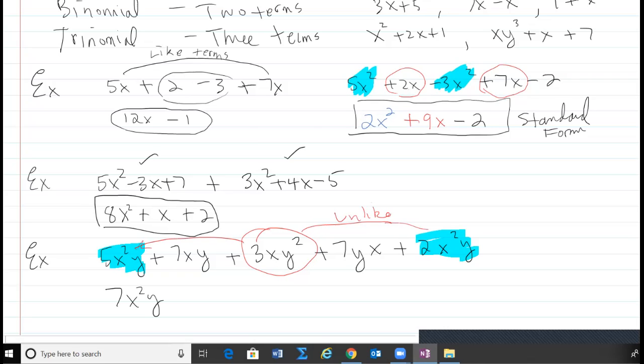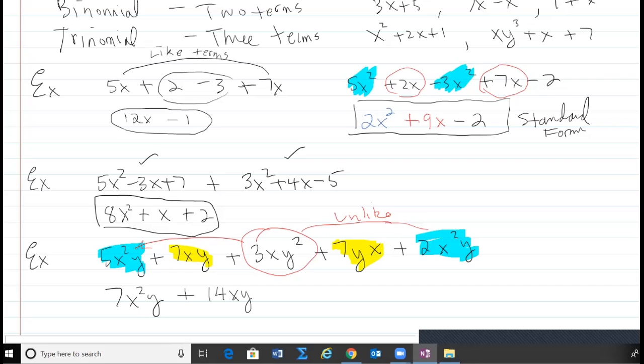All right, now another thing that sometimes comes up when you're working is this situation. You have 7xy and 7yx. You have to realize that those are the same. Even though this says x times y and this says y times x, mathematically they're the same because of our commutative property. So that is really the same as 14xy.